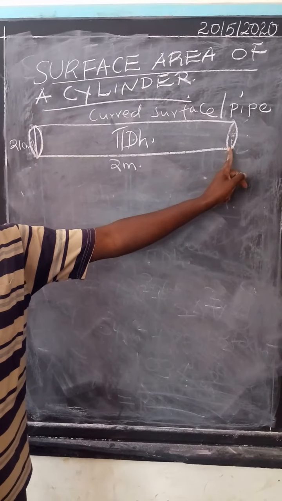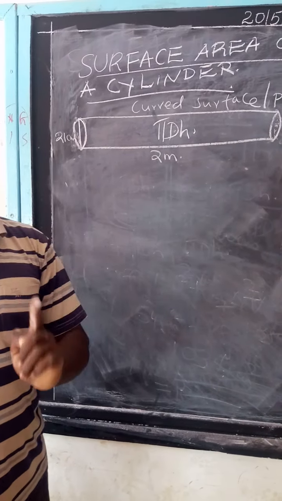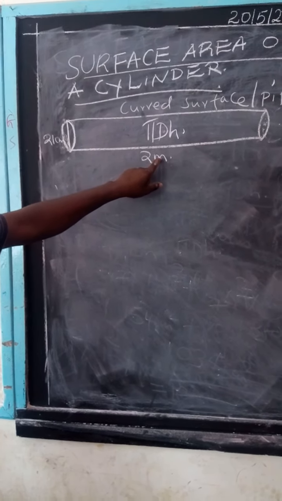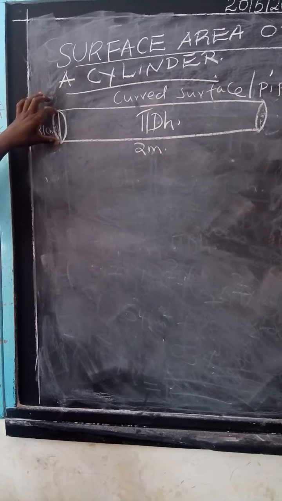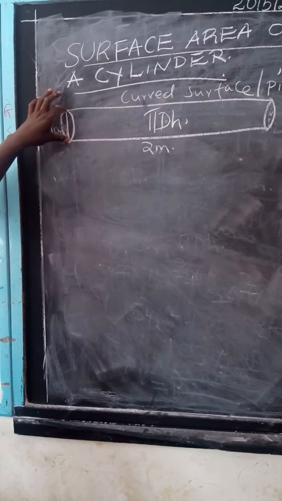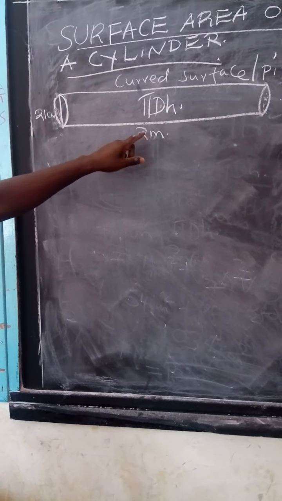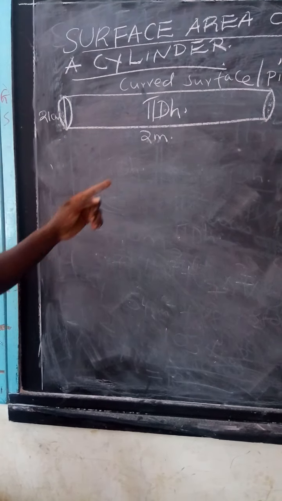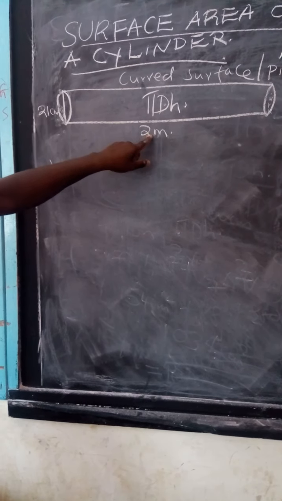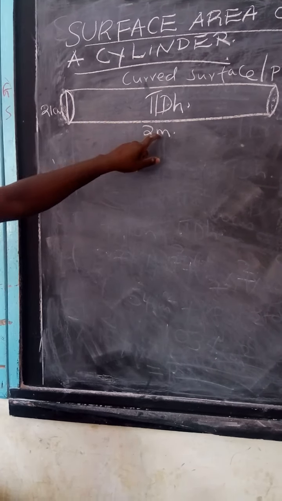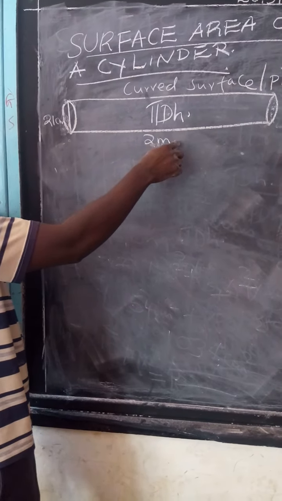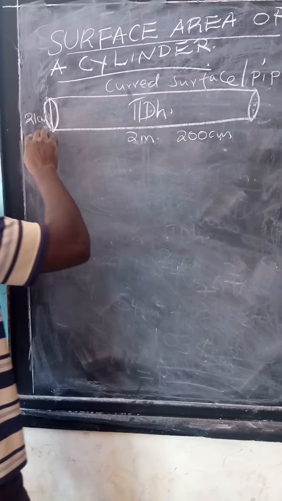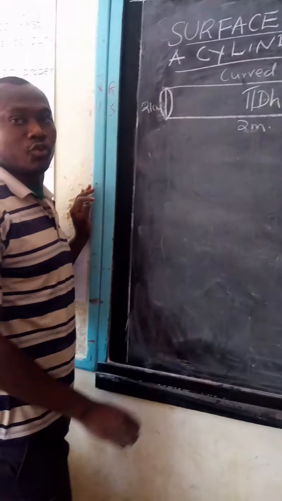What you need to know, first of all, is that you must work with the same units. Therefore, you are going to change 2 meters into centimeters because the diameter is given in centimeters. So 100 centimeters is equal to 1 meter. Therefore, 2 meters will give you 200 centimeters. So we are going to have 200 centimeters as the height instead of 2 meters.